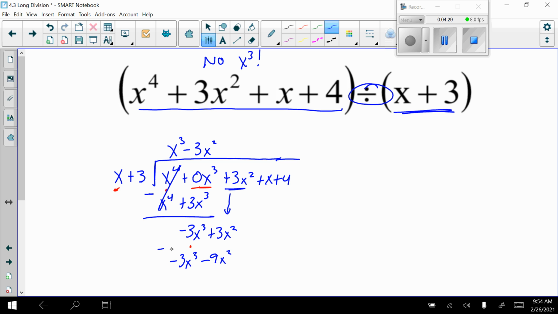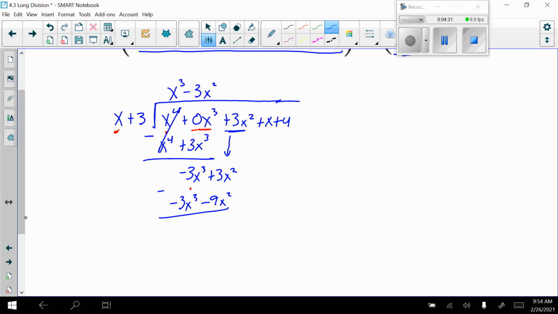And I just repeat the process. I'm going to subtract. Negative 3x cubed minus negative 3x cubed cancels. Again, that's what I want to happen. Negative 3x squared minus negative 9x squared, that's like I'm adding. So it's 12x squared. And I bring down the next term, which is just a positive x. We repeat the process. What do I need to multiply x by in order to get 12x squared? That's just plus 12x.